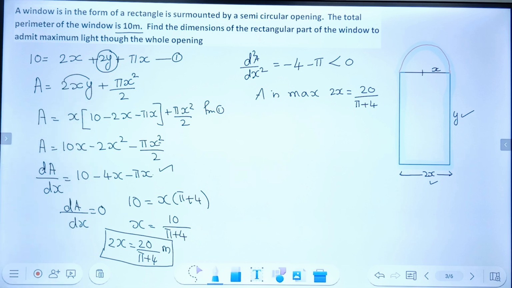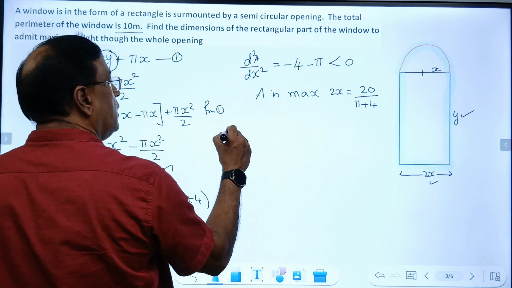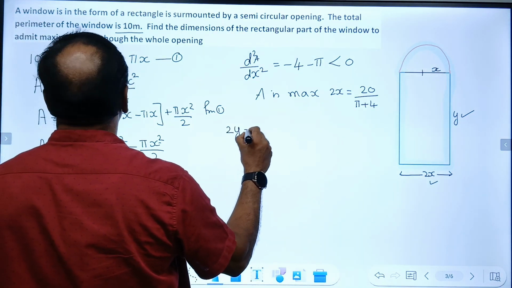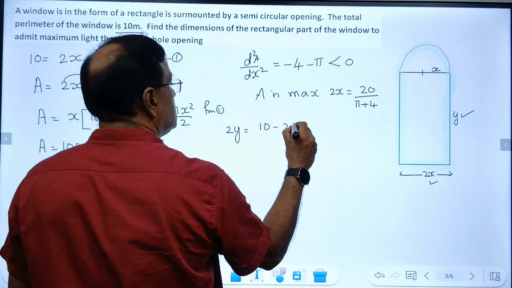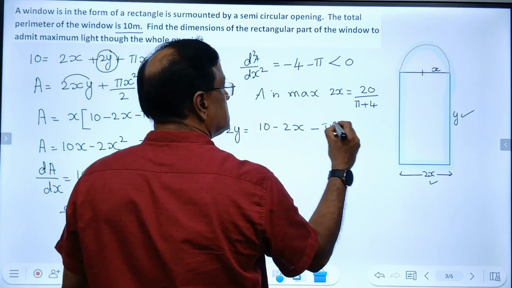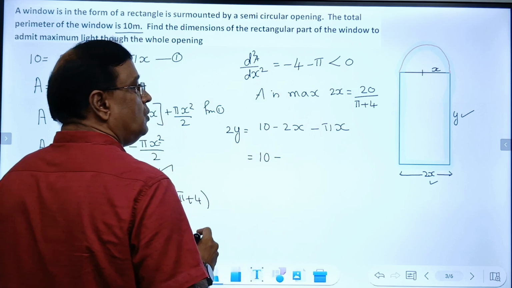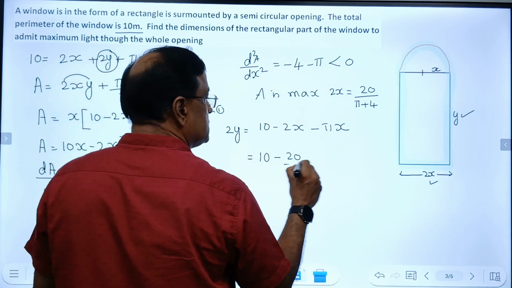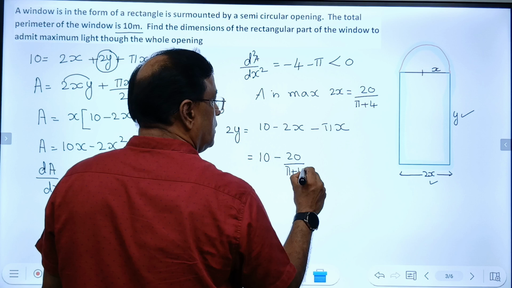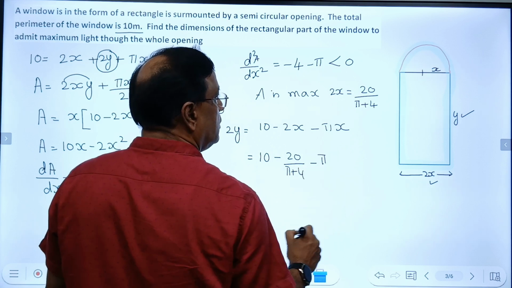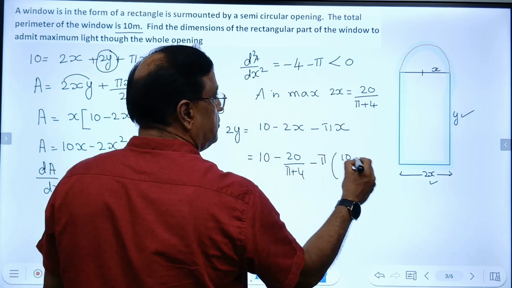So I want to find y also. What is 2y? 2y equals 10 minus 2x minus pi x, which is 10 minus 2x, that is 20 by (pi plus 4), minus pi into x, which is 10 by (pi plus 4).